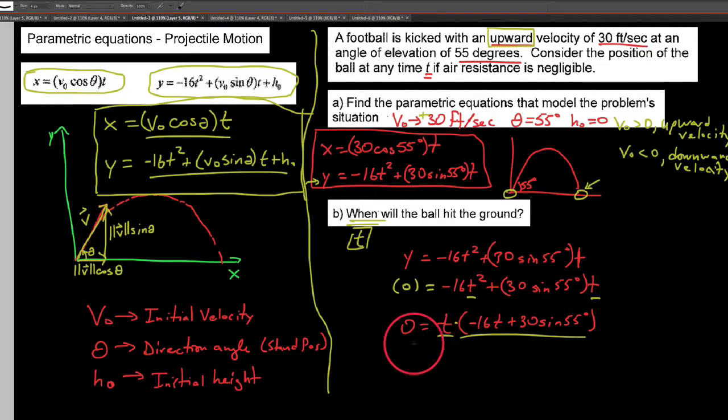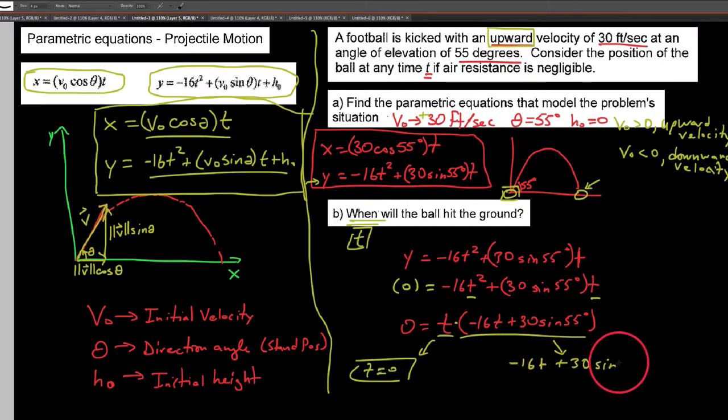And the product of two factors that equals 0 can only be true if each of its factors are also equal to 0. So we'd say either the time was 0, which by the way on our diagram up here happens right at the beginning of this projectile experiment, or negative 16t plus 30 sine 55 degrees equals 0. So to solve this one for t, we're going to take this constant, because it is just a number, and put it on the other side. So we get negative 16 times t equals negative 30 sine 55 degrees.